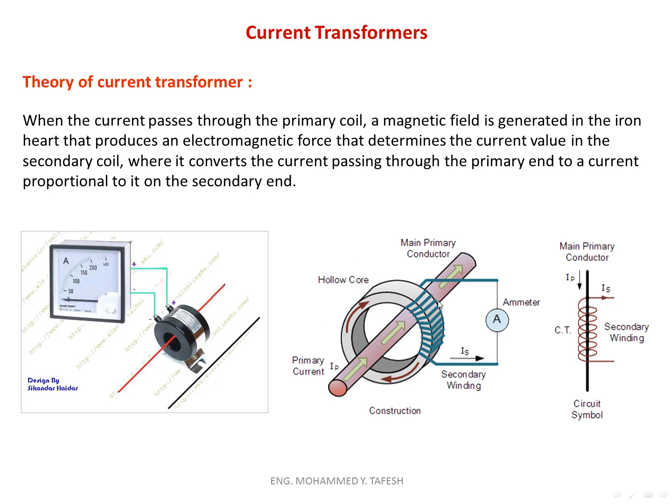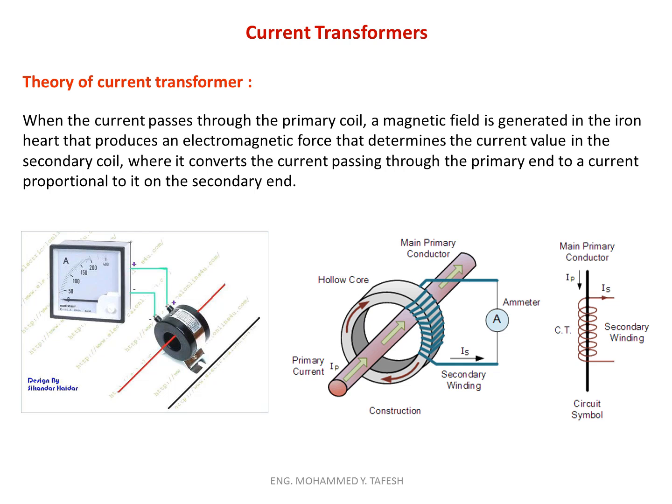If you look at this picture, you will see the construction of a CT. It consists of three main parts. The primary winding is a conductor and iron core. The secondary winding from the iron core, which are wires wrapped around the iron core.